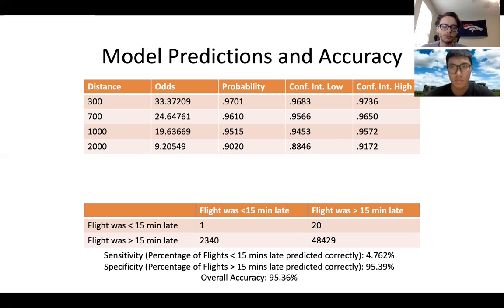Onto our confusion matrix, we had a really low sensitivity, which is the percentage of flights less than 15 minutes late predicted correctly, but a really high specificity, which is the percentage of flights greater than 15 minutes late predicted correctly. Overall, our model is really good at identifying which already-late flights would be greater than 15 minutes late, which makes sense because there's a ton of them. There's 50,000 of those compared to 21 that were less than 15 minutes late, and we only got 1 out of the 21 right.